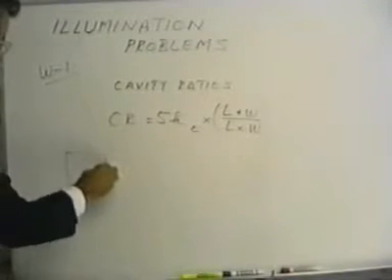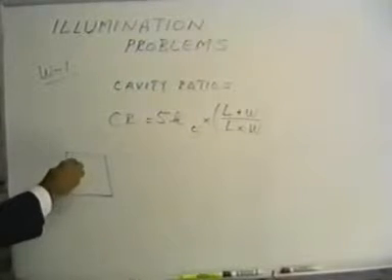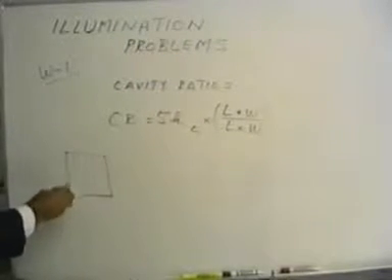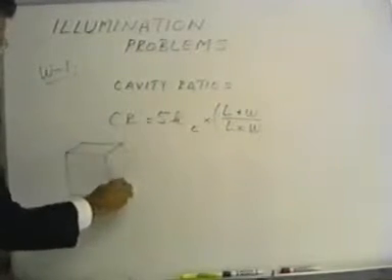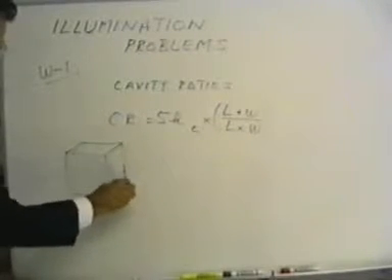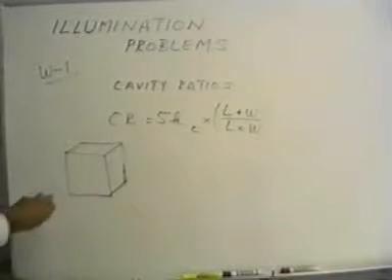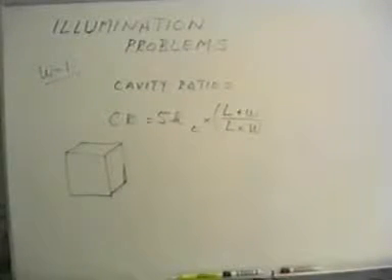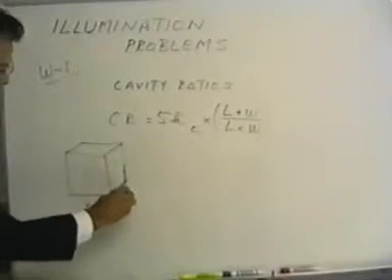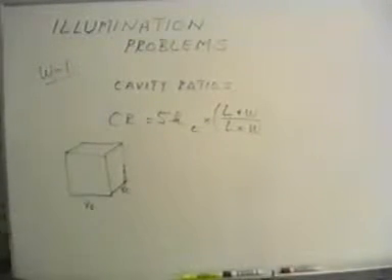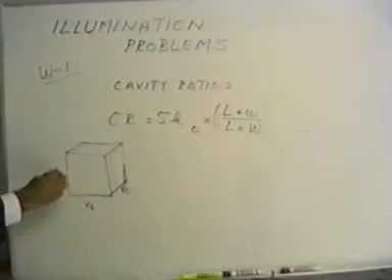If we look at the room, this is the top, this is the floor, and we go to a three-dimensional look. We know that the floor area is 40 by 60 and that the ceiling height is 24 feet.